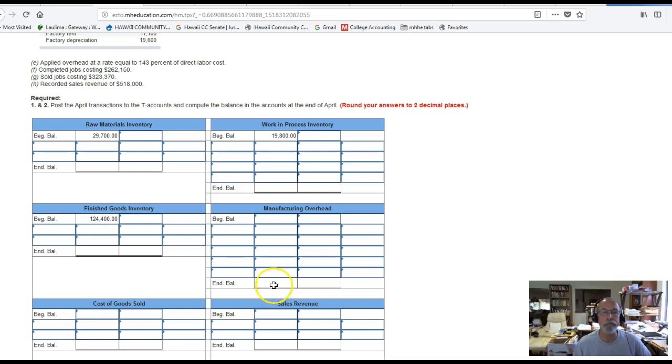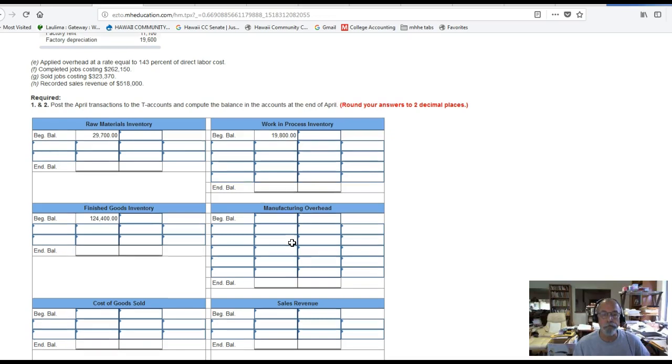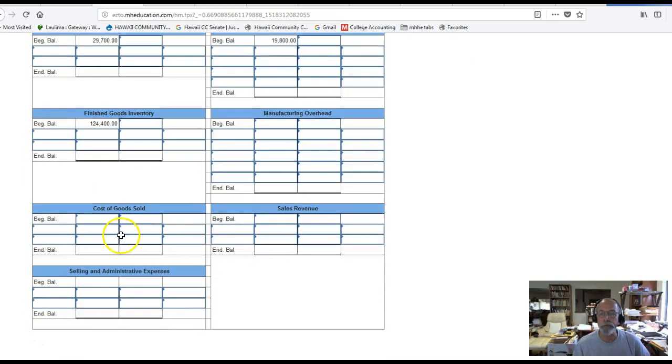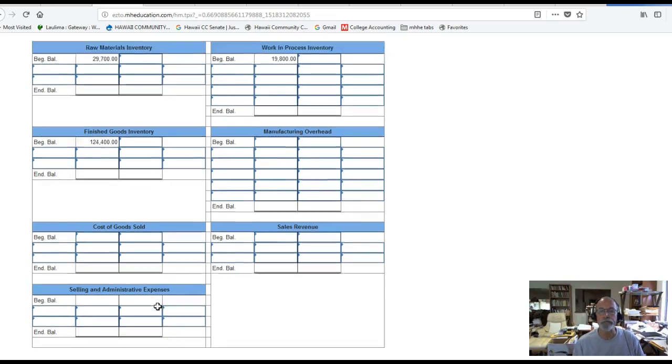So we have a number of T accounts. Raw materials inventory, which is an asset account. Work in process inventory, another asset account. Finished goods inventory, asset account. Manufacturing overhead is an income statement account. Cost of goods sold is likewise an income statement account, and of course sales revenue and selling and administrative expenses are both income statement accounts.